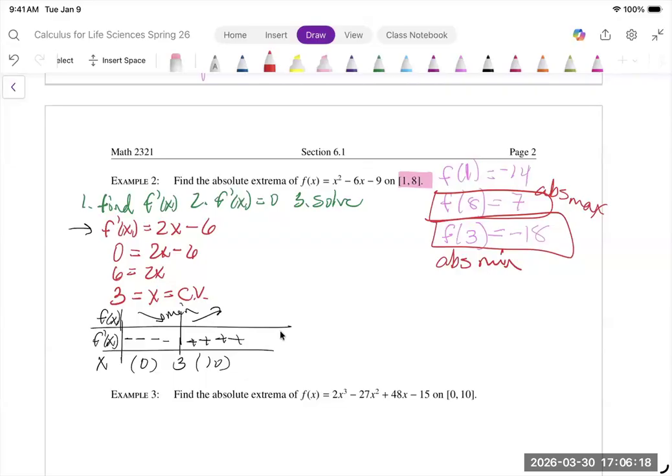So we actually have two absolute mins and two absolute maxes. And that's okay because notice their height is the same. Their height is the same. So that's why it's fine.